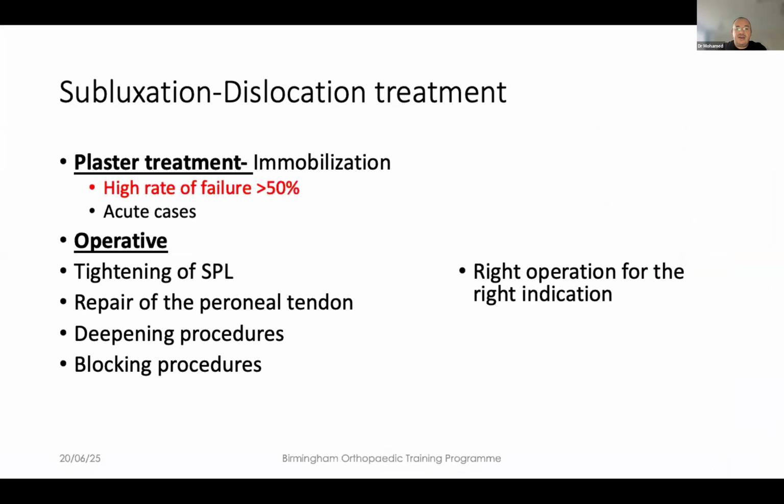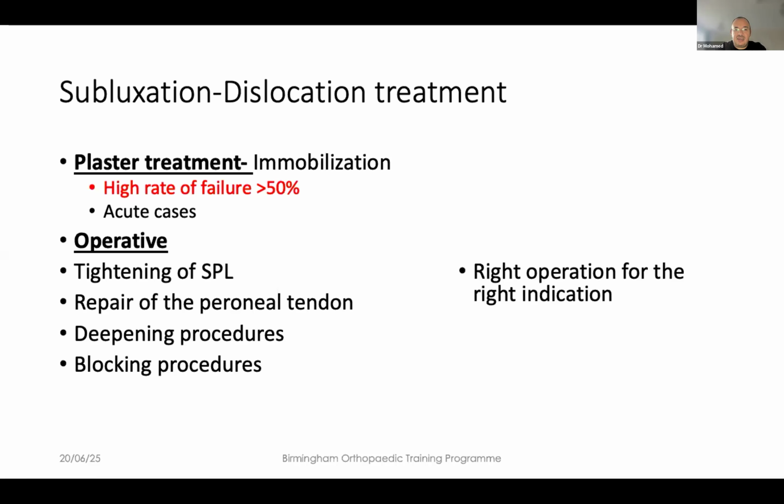So, how can we deal with subluxation or dislocation? When the patient has an injury to the superior peroneal retinaculum ending in subluxation or dislocation, you can firstly just immobilize this patient in a plaster or a boot. But you need to understand that immobilization alone or conservative treatment alone will carry a high risk of failure, about 50%, because basically this is a mechanical problem. So it needs some sort of surgical treatment.